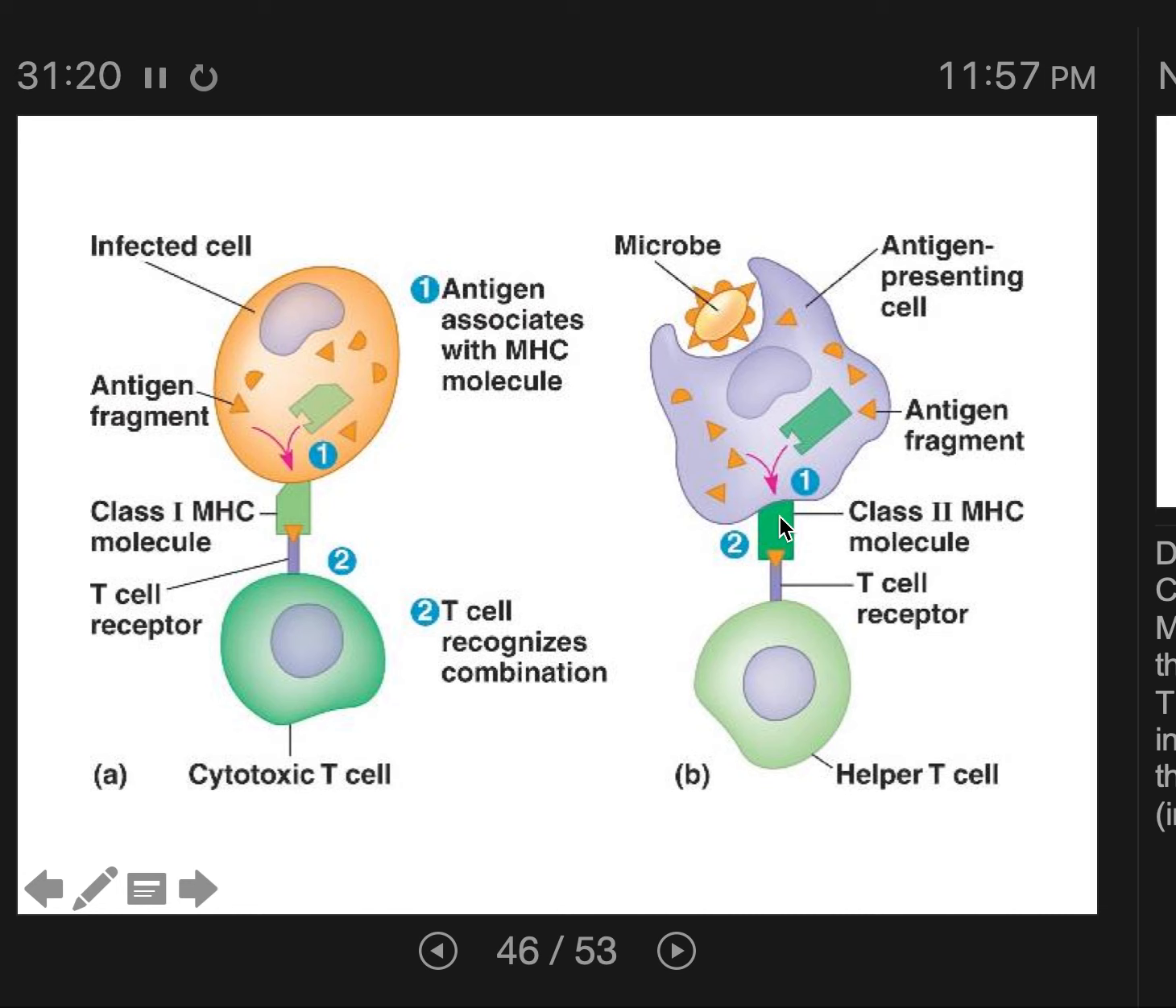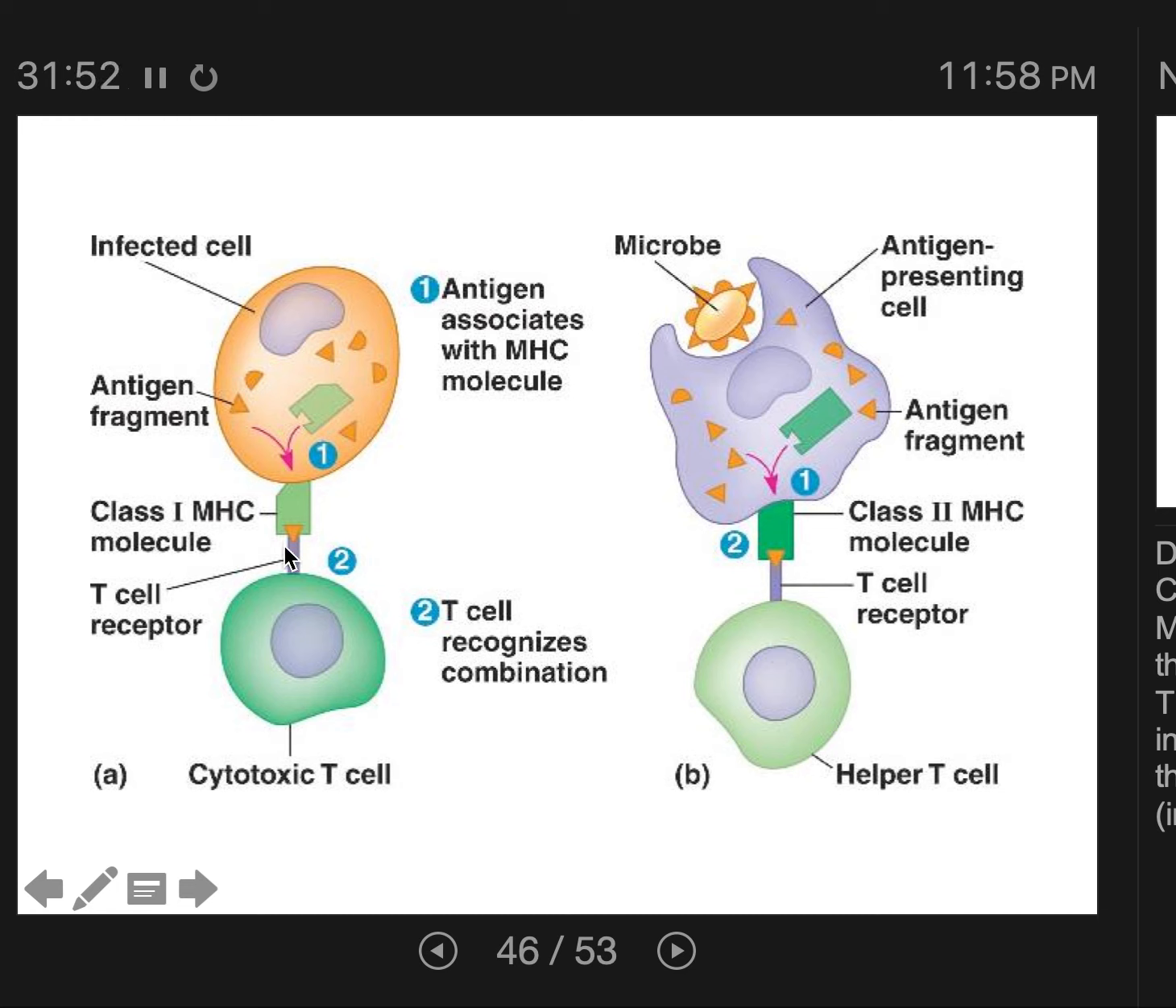So it's going to display fragments of what it digested on the MHC class 2s. That's going to help it communicate with helper T cells. The helper T cell is going to activate the antigen presenting cell. It's also going to become activated, and it's going to proliferate. So cytotoxic T cells are for when the cell is corrupt, when it's been infected and it's not in control of the pathogen. Helper T cells are for when an antigen presenting cell, an immune cell, is working just fine and it needs help to become activated.